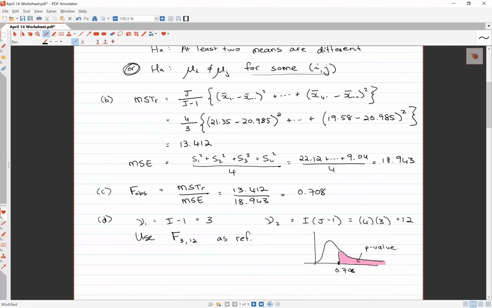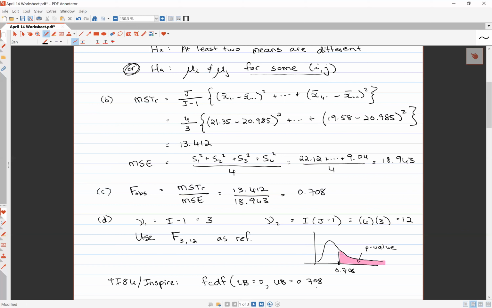Now, on your TI-84 or your Inspire, you have a function called FCDF. And the way I recommend using it is it'll ask you for a lower bound and an upper bound. And I recommend using lower bound as 0 and upper bound your observed statistic. Technically, you could put in, in this case, the 0.708 as a lower bound and make the upper bound arbitrarily large.